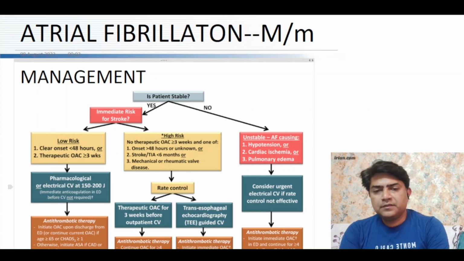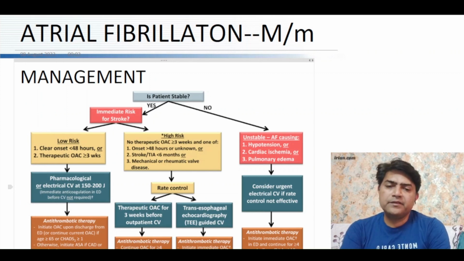Now, coming back to the atrial fibrillation, what is atrial fibrillation? Atrial fibrillation is the most common sustained arrhythmia which we see in our OPDs.